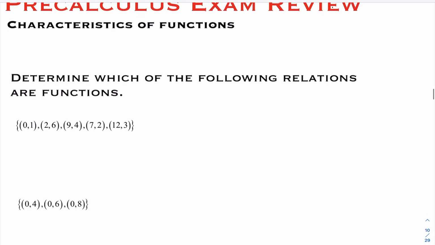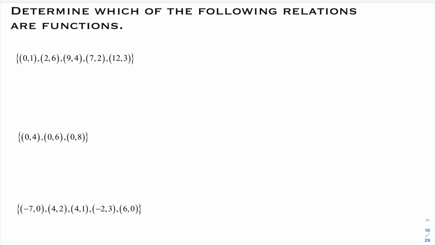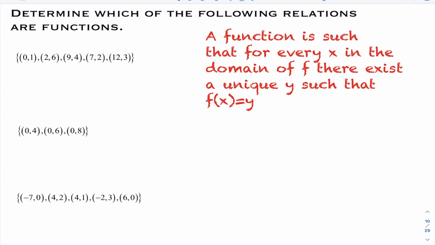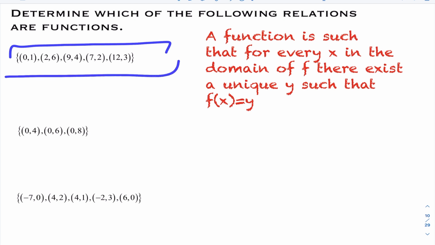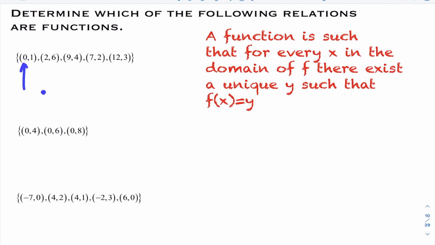We start off with the difference between a relation and a function. We're given three different relations here. Recall the definition of a function is such that for every x in the domain of f, there exists a unique y such that f at x equals y. Essentially, for every input value, like for this relation given to us here, every input value, so that's 0, 2, 9, 7, and 12, each of those input values goes to exactly one unique output value. You're not going to two or more different places for a given input.